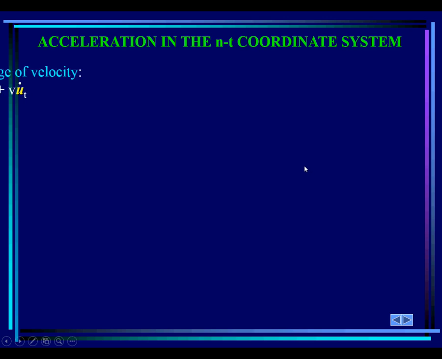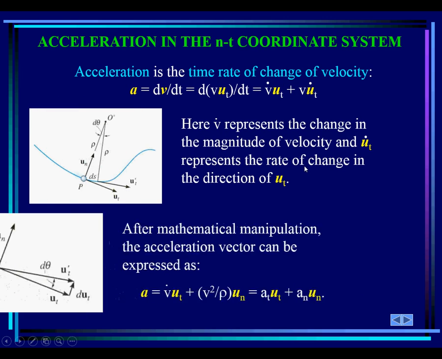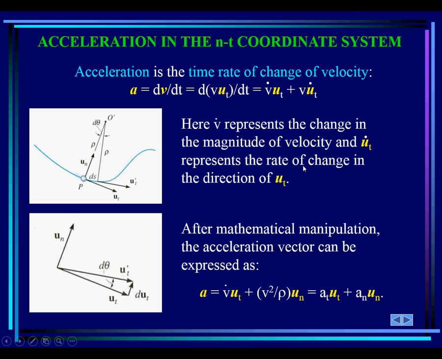So if this is true, the indication of what I was trying to tell you is that this is the change. This is, you say, delta magnitude, and this is delta direction. All right. So v dot represents the change in magnitude of the velocity, and u dot the change in the direction.